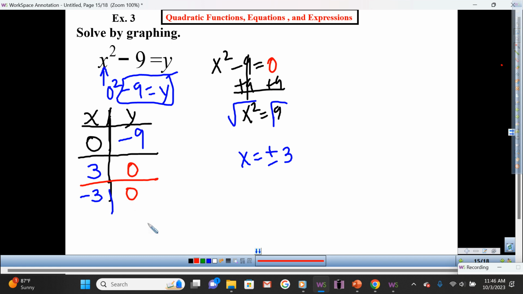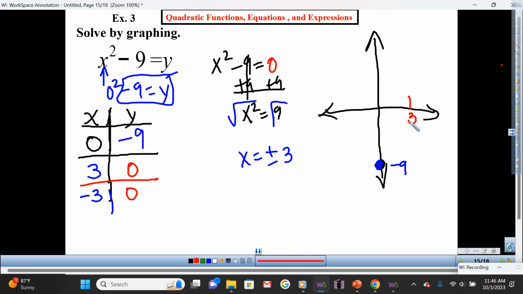Hold on. But they want it by graphing, so you can start backing up. Here goes the graph portion. 0, negative 9. It's right there. Then we got 3, 0, and negative 3, 0. Check this out. Students, parabolas. What are my solutions? My solutions are here and here.